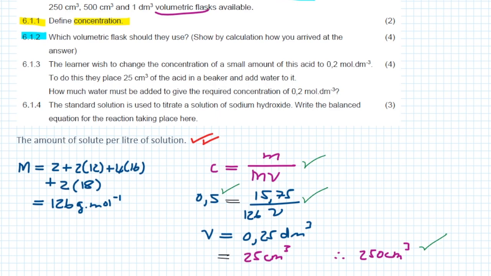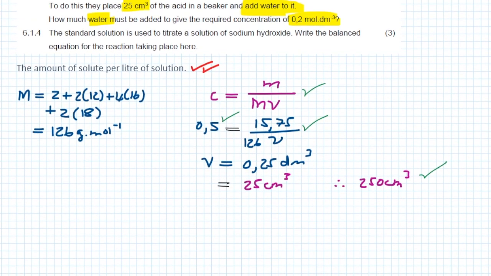We now go on to question 6.1.3, which says, the learners wish to change the concentration of a small amount of this acid to 0,2 mole per decimeter cubed. To do this, they place 25 centimeters cubed of the acid in a beaker and they add water to it. So what are we doing? We are diluting the solution. How much water must be added to give the required concentration of 0,2 mole per decimeter cubed?